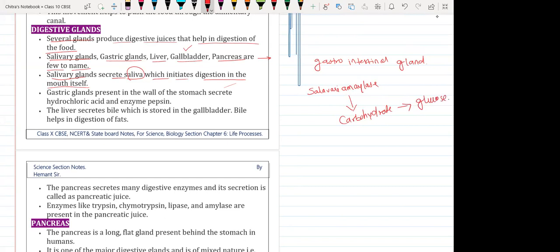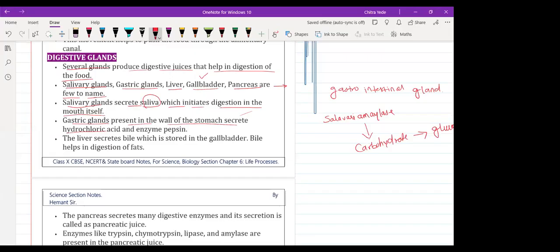The gastric gland present in the wall of the stomach secretes the hydrochloric acid. I'm just going to draw one picture here. Wait a second.